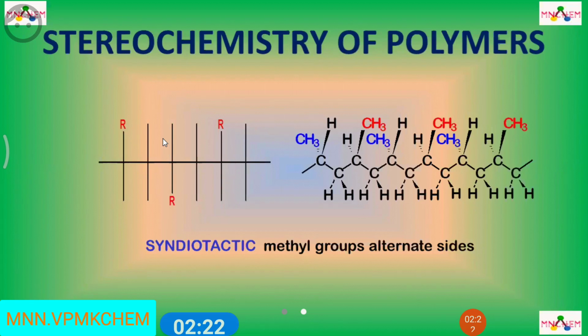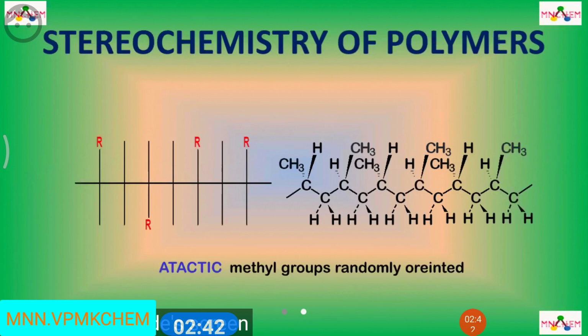So both of these types, isotactic and syndiotactic, are known as stereoregular polymers because the arrangements are in a regular manner. They are either on the same side or they are alternatively arranged. Whereas in the third type, the substituents are randomly arranged, that is, in an irregular manner. And these types of polymers are termed atactic polymers.